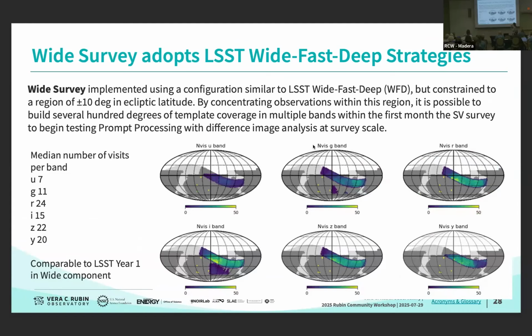This is comparable to the LSST year one in the wide component. It's implemented using a configuration that is similar to the wide, fast, deep in year one, but is constrained to a region of plus or minus 10 degrees about the ecliptic. By concentrating observations in this region, it's possible for us to build up several hundred degrees of template coverage in multiple bands prior to starting the LSST. This allows us to begin testing prompt processing with difference image analysis and also supports alerts in year one.